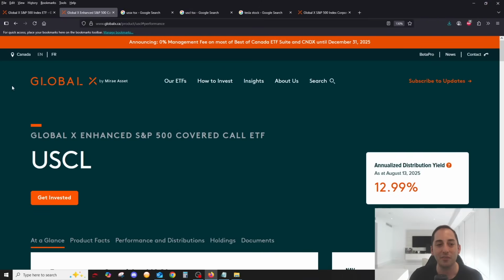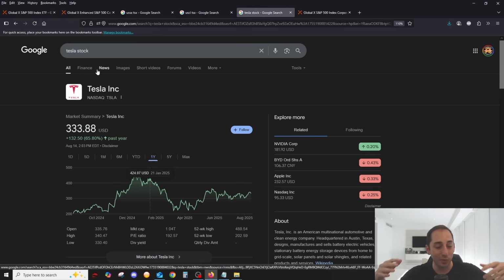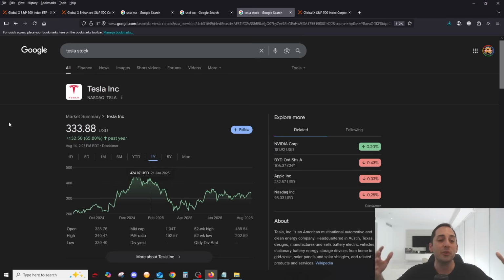So if an ETF is giving you a distribution, whether it's 13% or 1%, you'll never see an accurate representation of its performance only by looking at the stock chart. If a stock, for example, like Tesla, has no dividend, right? The single stock, Tesla, has no dividend, there's no fees if you buy it, then you can look at the stock chart. That's going to give you an accurate representation of the total return, right? One year up 65.70%, for example, as of the time I'm filming this, August 14th.